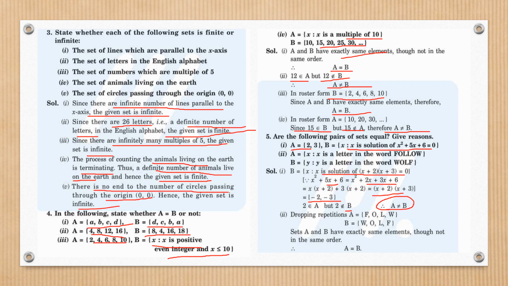Second, A is {x: x is a letter in the word FOLLOW} and B is {y: y is a letter in the word WOLF}. If repetition is there in the arrangement of letters of the word, we have to write the elements just once. So it will be F, O, L, W. And WOLF also has W, O, L, F. So exactly the same elements are there. So the two sets are equal.